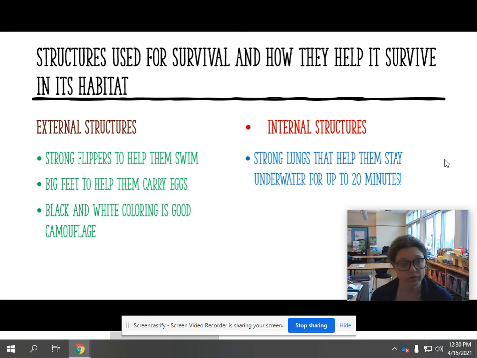An example of an external structure for penguins is that they have strong flippers that help them swim. An example of an internal structure is that they have strong lungs that help them stay underwater for up to 20 minutes.